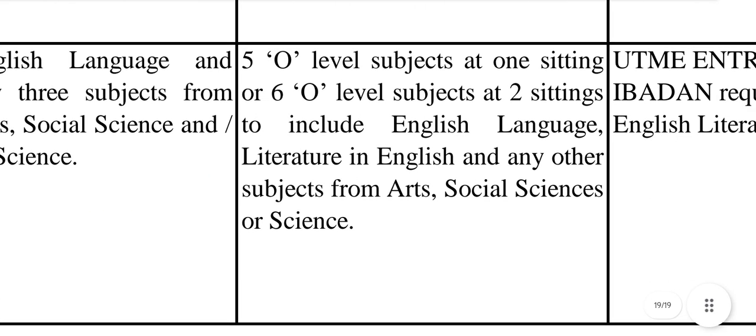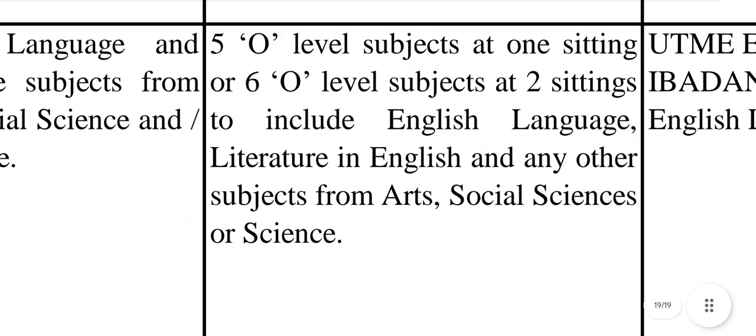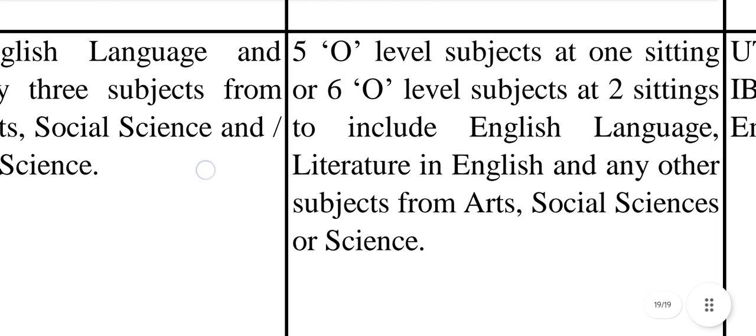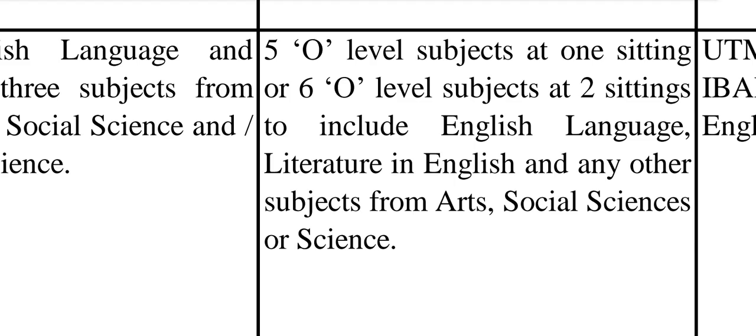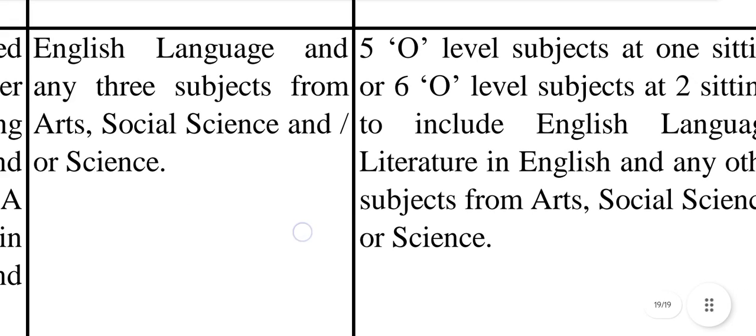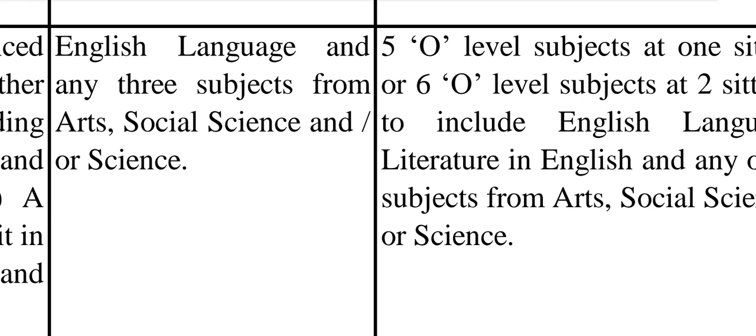But here in the O level, that's where issues come from. This course allows two sittings, and the two sittings or the one sitting should include English language compulsory, literature in English compulsory. So even though you do not pick literature under the UTME, it is a must for you to have literature in your O-level result, either at the first sitting or at the second sitting. So literature in English is compulsory as an O-level subject for law, but it's not compulsory as a UTME subject.